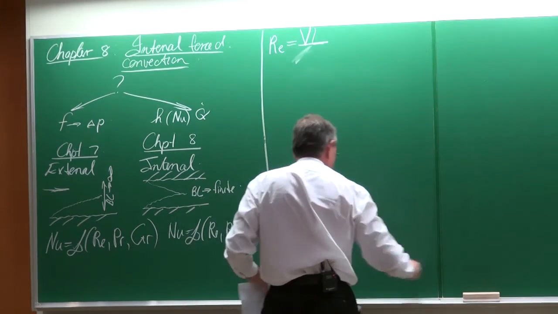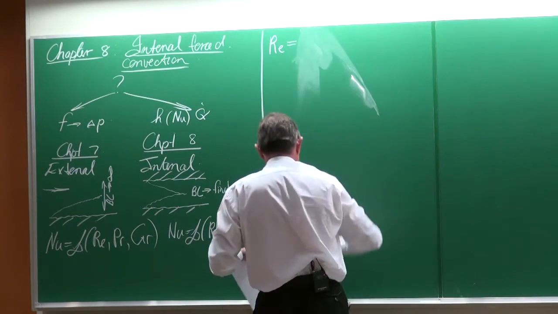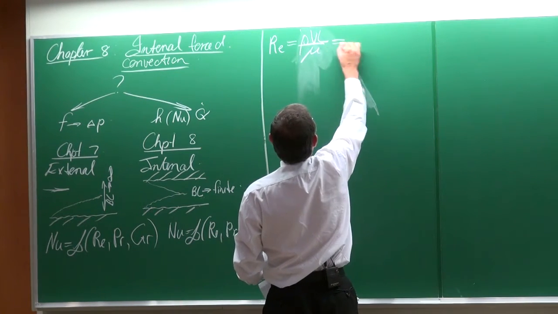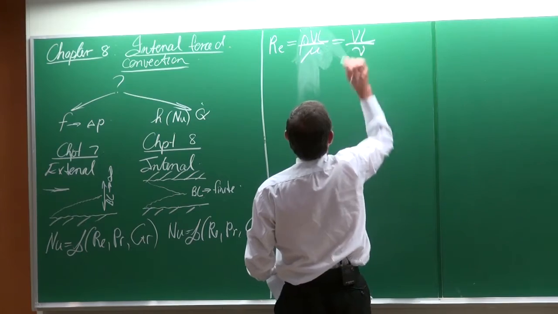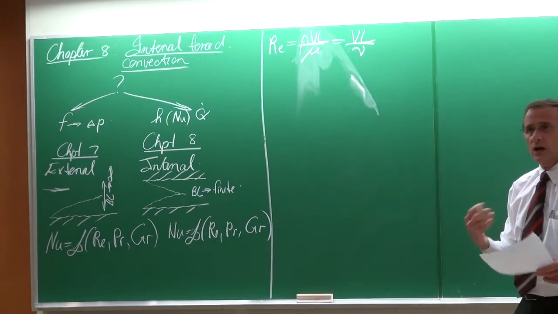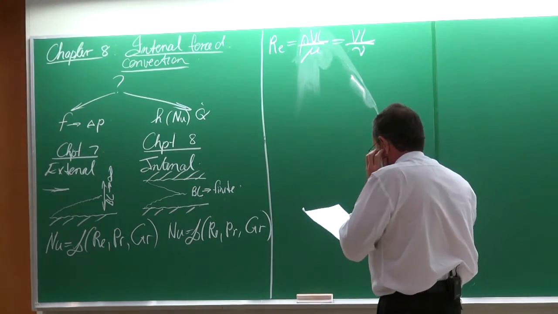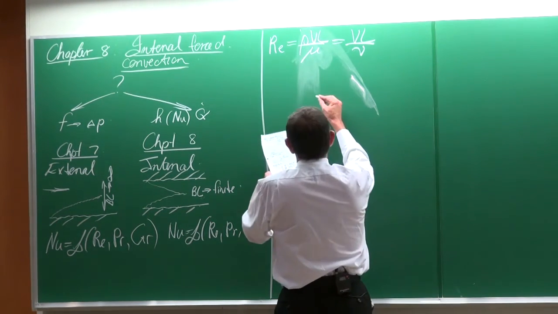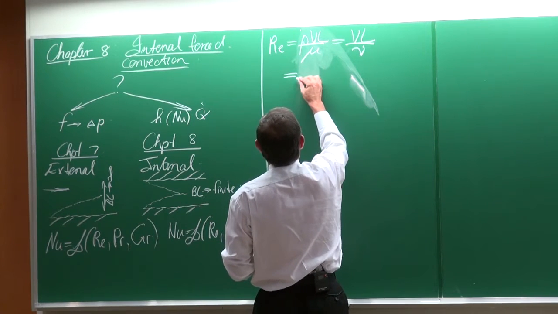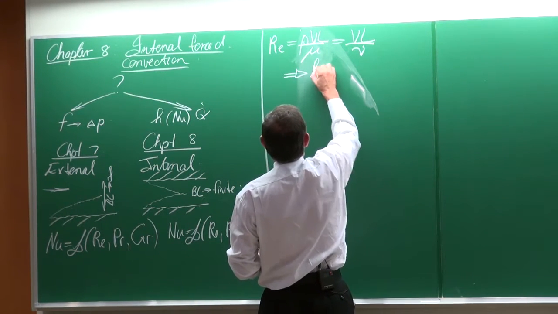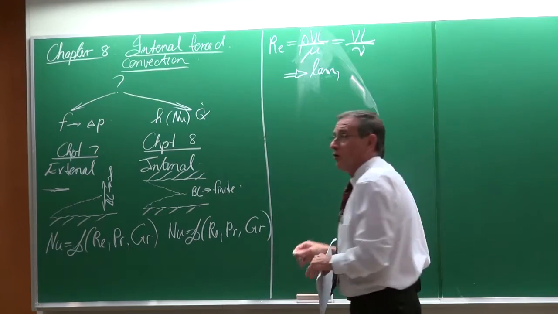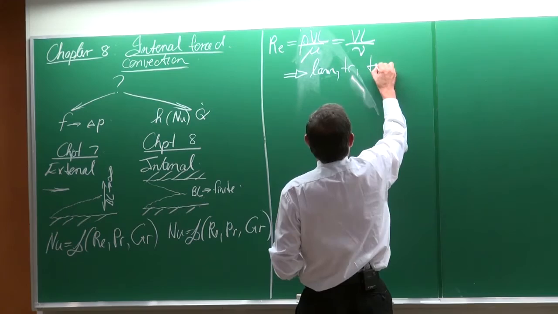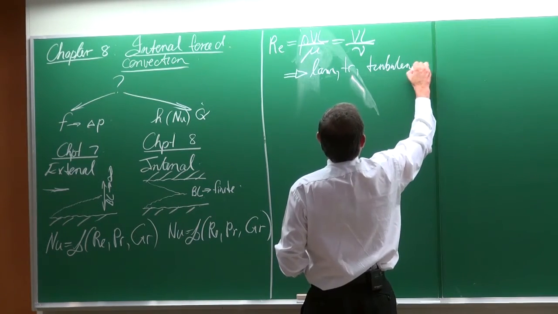We can write it two different ways. Do it like this. Rho VL divided by viscosity, or VL divided by the kinematic viscosity. And we know it is the ratio of the inertial forces divided by the viscous forces. What is important here is that the Reynolds number gives us an indication of when the flow will be laminar, when it will be in transition, or when the flow will be turbulent.